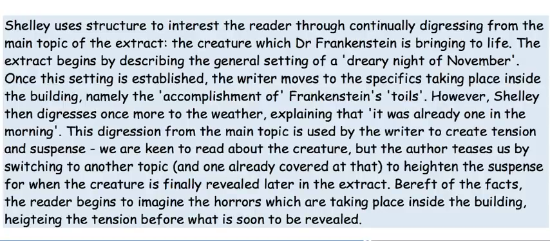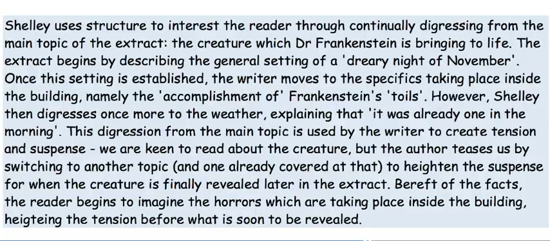Namely the accomplishment of Frankenstein's toils. However, Shelley then digresses once more to the weather, explaining it was already on in the morning. Now that's talking about what's taking place. Okay, now here's the analysis of why it's taking place, which is what was missing from many students' answers when they wrote about the beginning, what's happening at the beginning, what's happening at the middle, what's happening at the end.